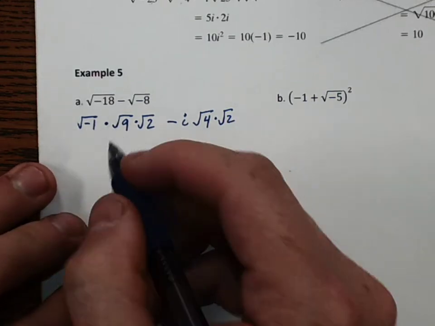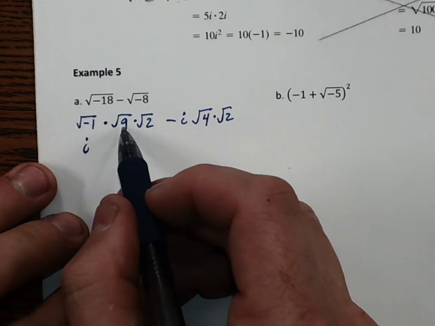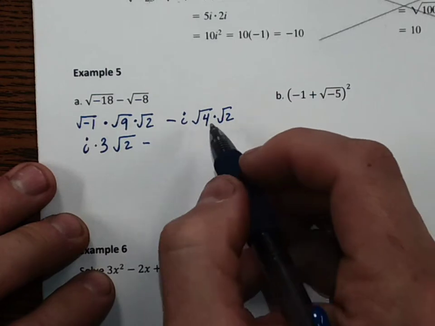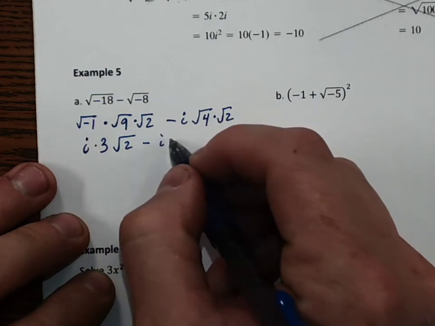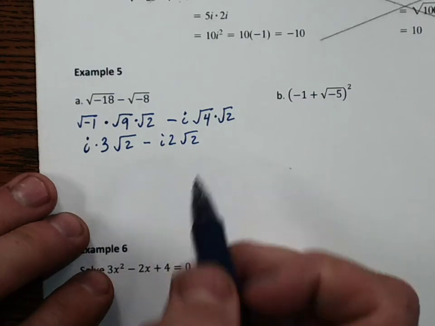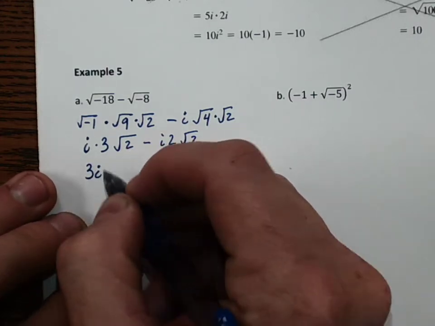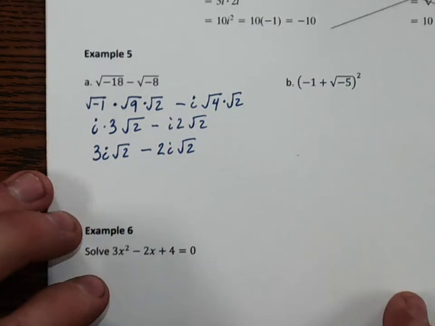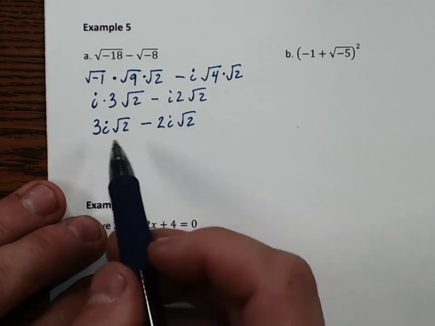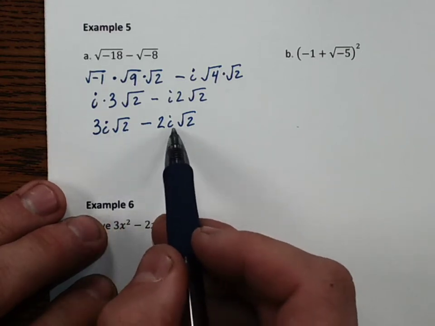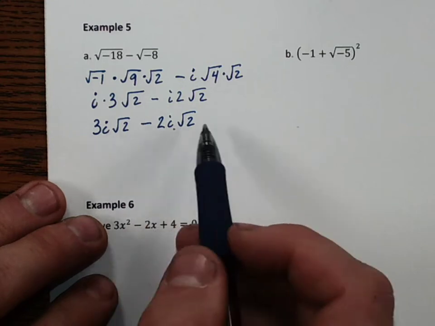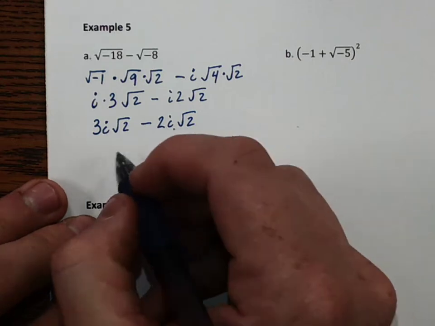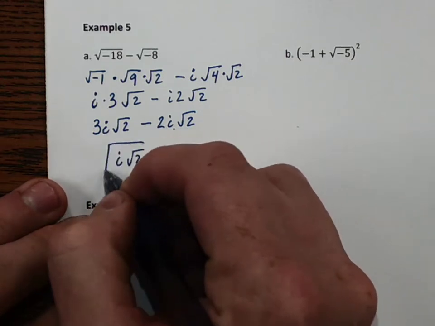The square root of negative 1 is called i. The square root of 9 is 3. The square root of 2 stays the square root of 2. Minus, square root of 4 is 2. Now I'm going to rewrite this a little bit because we generally write it 3i, put the radical at the end. 2i, put the radical at the end. Now, the radical is exactly the same. I have i root 2. I have i root 2. So I can subtract these. 3 i root 2's, take away 2 i root 2's is 1 i root 2.